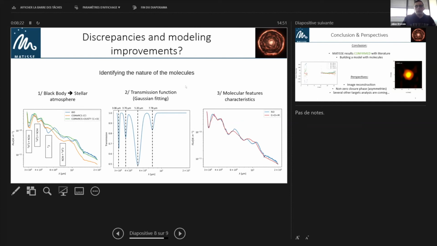And we identify the transmission function by Gaussian fitting of each particular molecular absorption, in order to build a more consistent spectral energy distribution, to have a starting point to start our modeling of molecular structures.